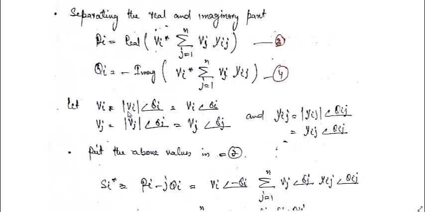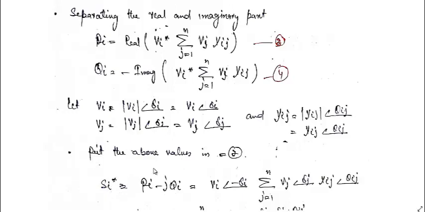So let Vi be equal to the magnitude of Vi at an angle of delta i, that is Vi angle delta i. When angles are mentioned, this means Vi will be the magnitude of Vi, not the actual phasor. So it will be Vi at an angle of delta i. Similarly, Vj will be equal to Vj at an angle of delta j. Yij will be equal to the magnitude of Yij at angle theta ij, that is the admittance angle. Put these values in this equation.